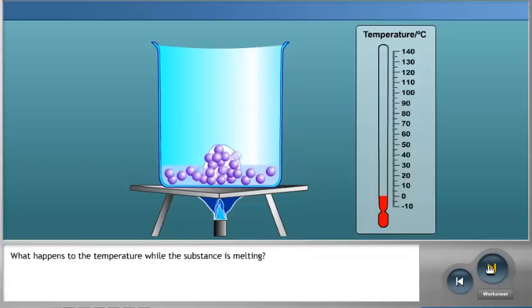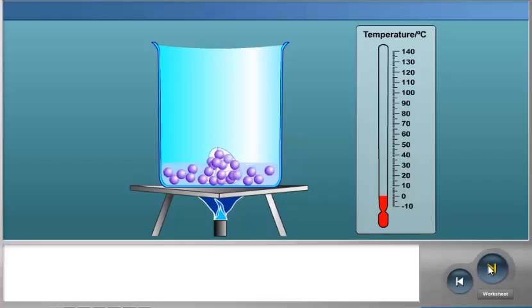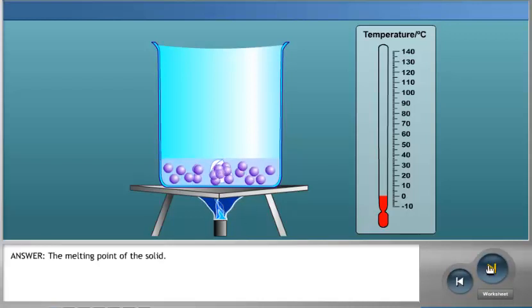What happens to the temperature while the substance is melting? Answer: the temperature remains constant. What is this temperature called? Answer: the melting point of the solid.